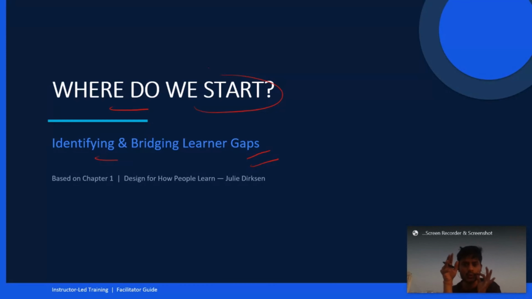We will know what the gaps are. There are various types of gaps. So let's start the session. I have given you the brief. This is basically from chapter 1 of Design for How People Learn by Julie Dirksen.